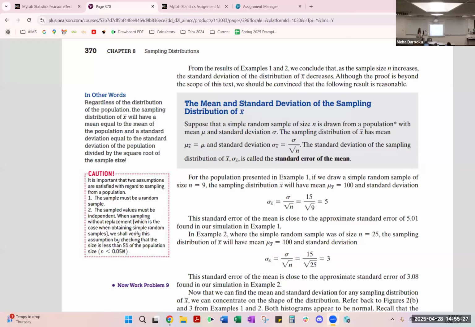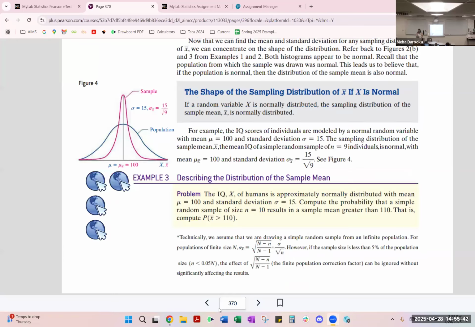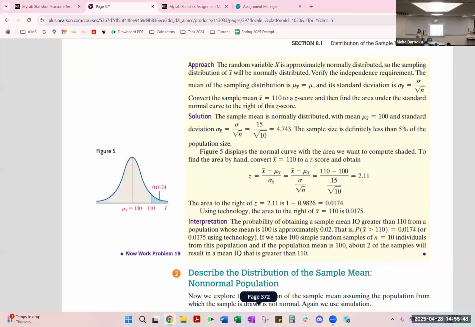We need to be careful about this, because this is where you take the standard deviation for the population, that sigma, and then we divide it by the square root of n, where of course n will represent whatever your sample size is going to be. So let's see if we can do an example on this before we do the non-normal population.